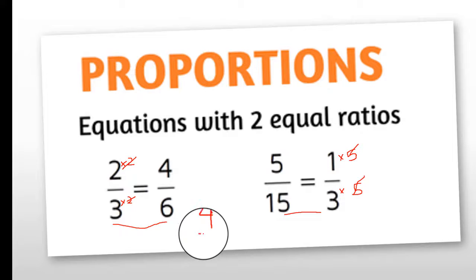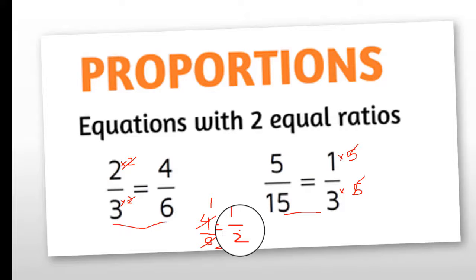4 upon 8 is equal to 1 upon 2. Right? 4 ones are 4 and 4 twos are 8. So 1 upon 2, 1 upon 2, both the answers are the same. That means 4 upon 8 is equal to 1 upon 2. This is also proportion.